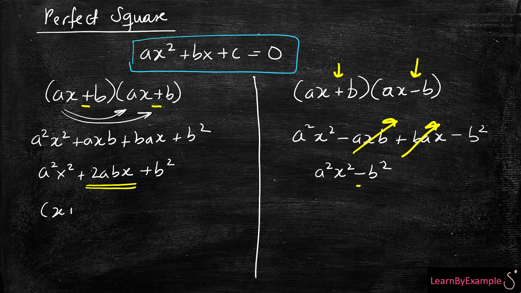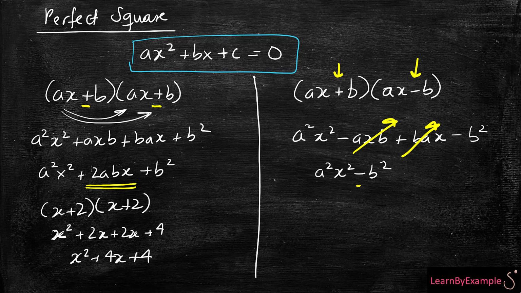So let's do a very simple example. Let's say x plus 2 into x plus 2, right? You're going to be left with x squared, sorry, that's a bad x, plus 2x plus 2x plus 4. Simplify this further, x squared plus 4x plus 4. Now, in this case, let's do x minus 2 into x plus 2. Basically, you're going to have this. So if we simplify this further, you're going to have x squared minus 4.